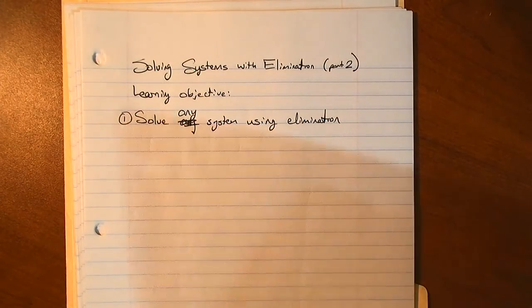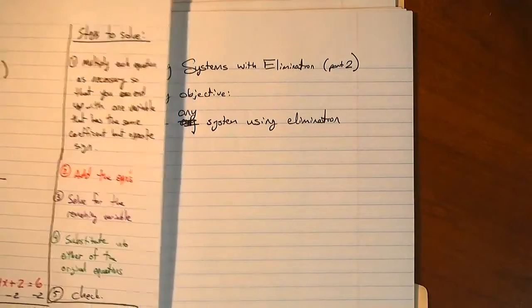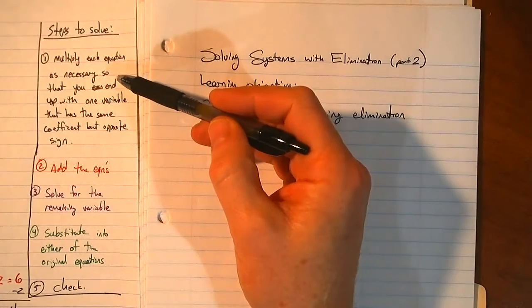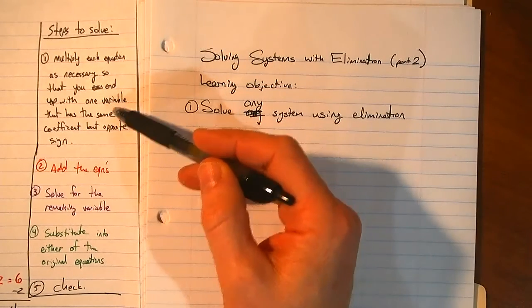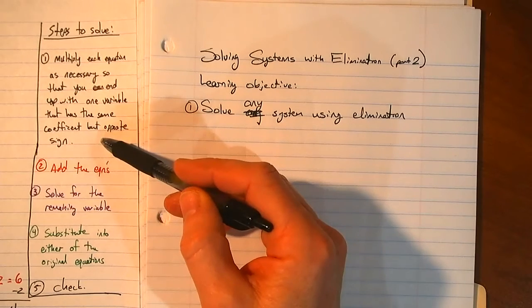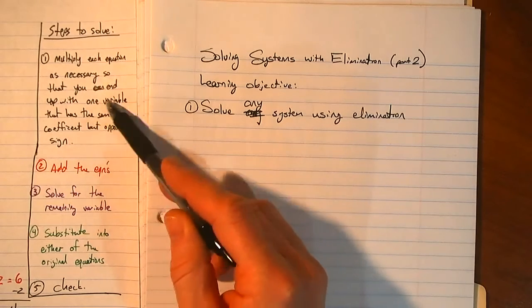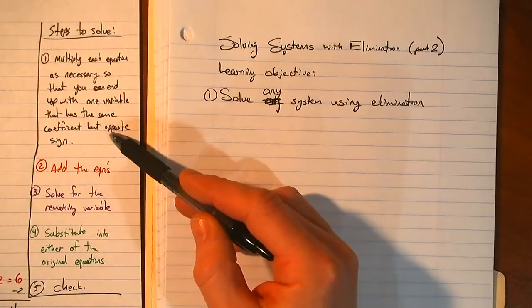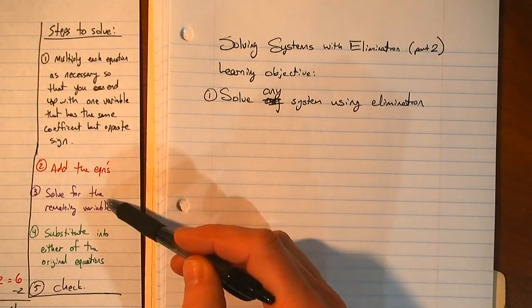In the last video, we wrapped up with these 5 steps for solving systems of equations. We said that we were going to start by multiplying equations as necessary so that one variable would have the same coefficient but with opposite signs. Then we would add the 2 equations together. When we do that, the variable that has the same coefficient but opposite signs will cancel out. It'll be eliminated.